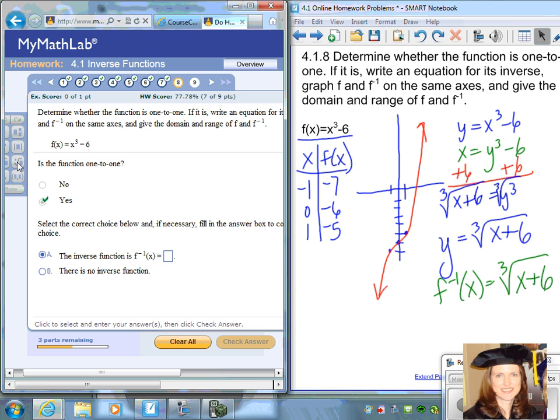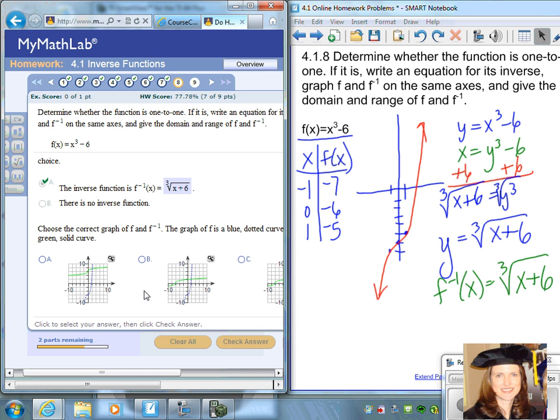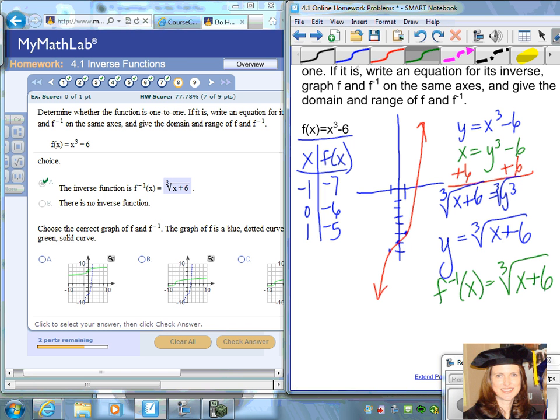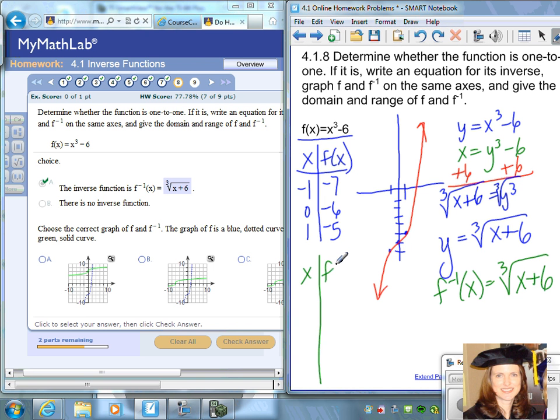Okay, we're going to use this button on the math palette here, putting a little 3 for the cube root and x plus 6. Now we want to graph them both on the same axes. Well, since I've already made a table for f of x, I can actually write a new table for the inverse. And the x and y values for the inverse are going to be in reverse order.